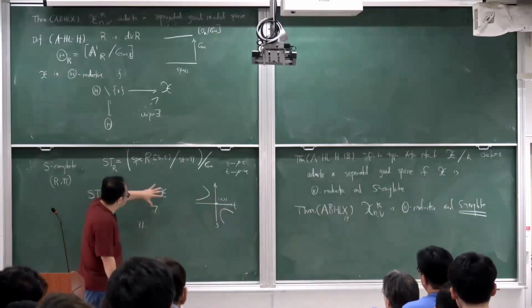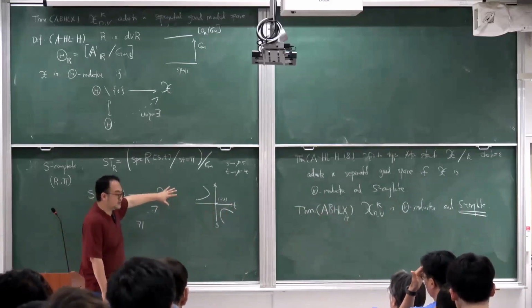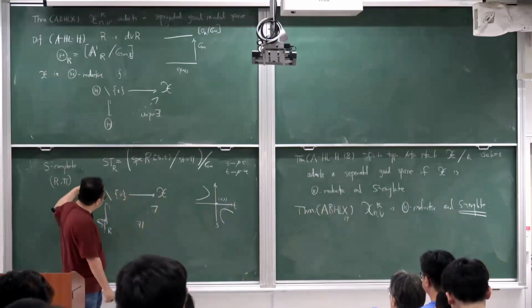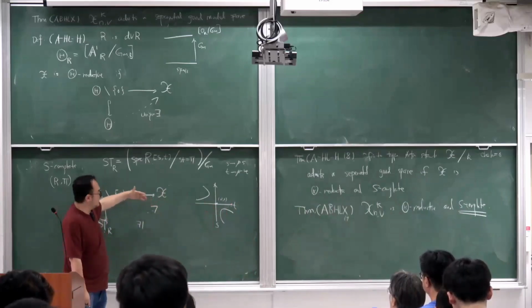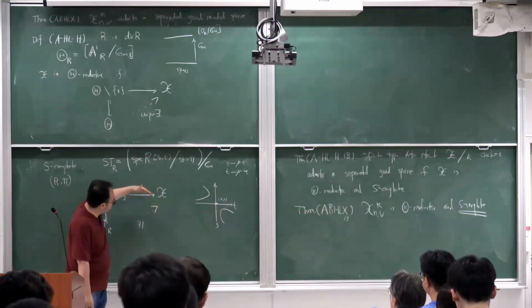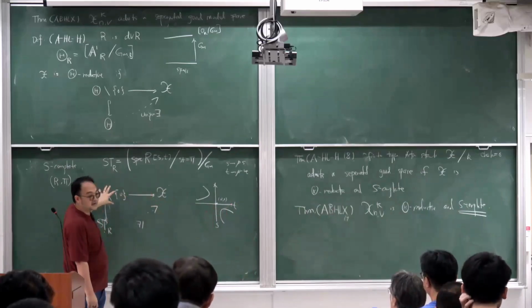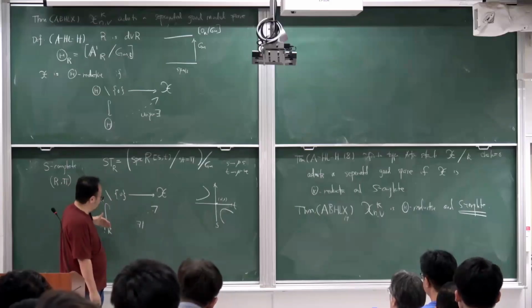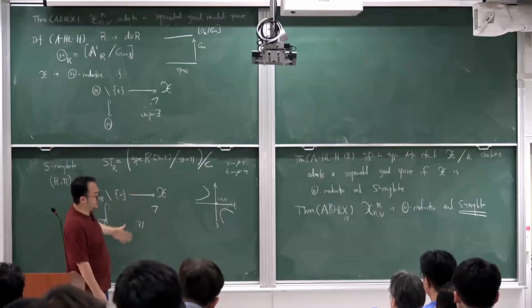So we have this guy mapped to X. Now we want to say this can be extended to X. That just means if I have a family of K-semi-stable Fano varieties over this guy, then I can extend it to a family of K-semi-stable Fano varieties over this. That's exactly what this extension means.